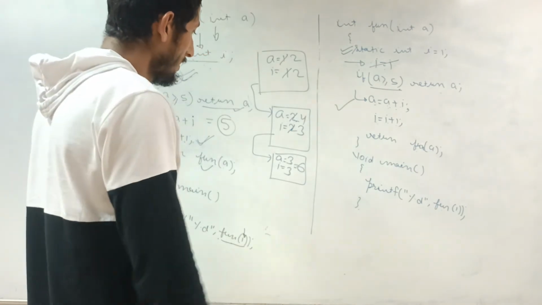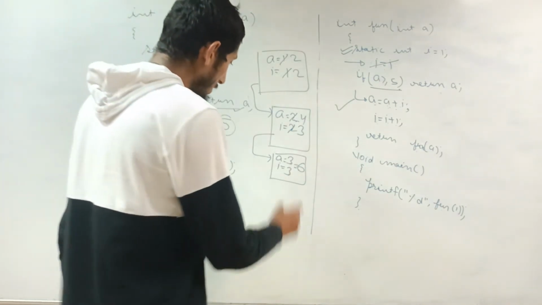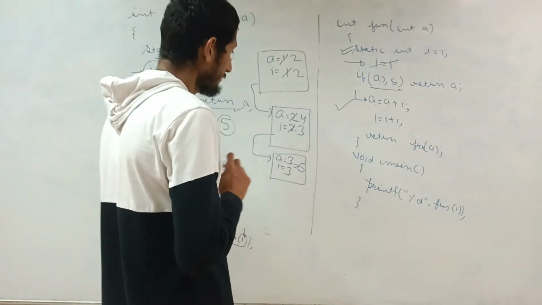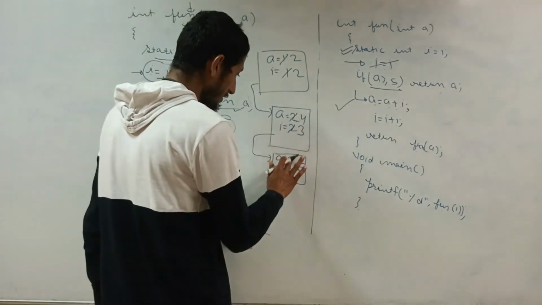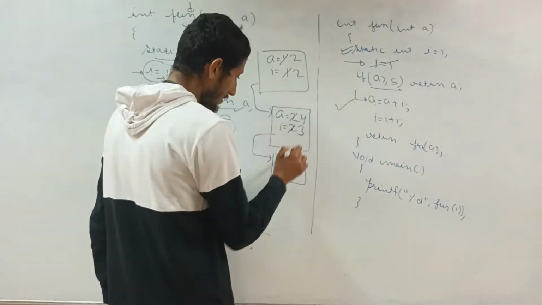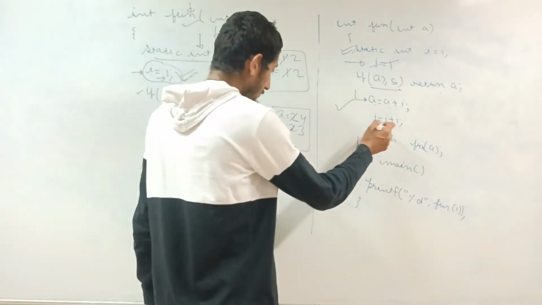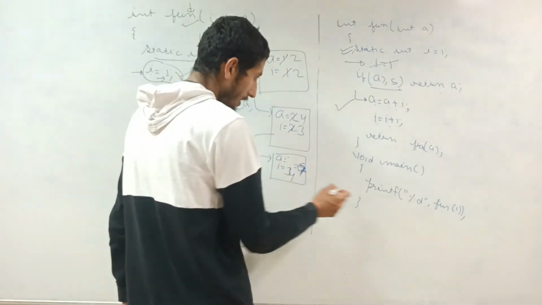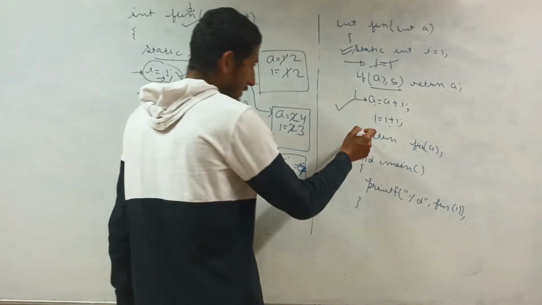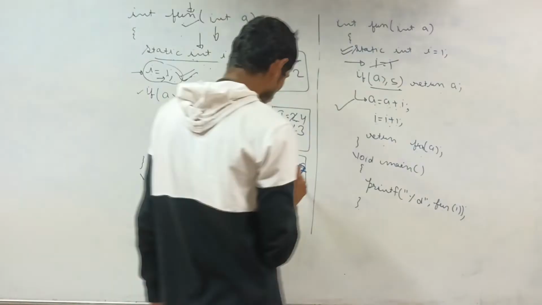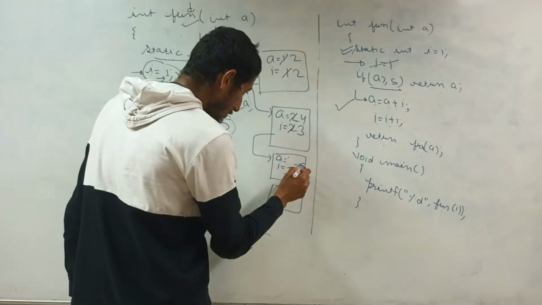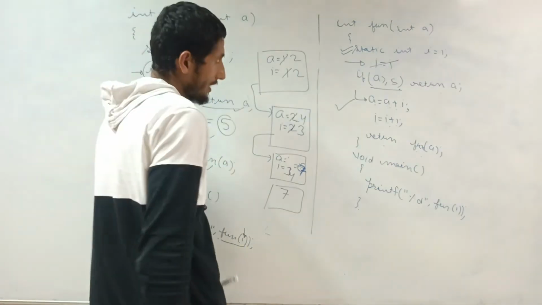Are you following this one? 3 plus 3 becomes 6. So the value of a becomes 6. Sorry, the value of a was 4, I think. So 4 plus 3 becomes 7. Okay, so the value of a becomes 7. The value of i becomes 4. And again call fun. The moment you call fun, what will happen? The value of a is 7.